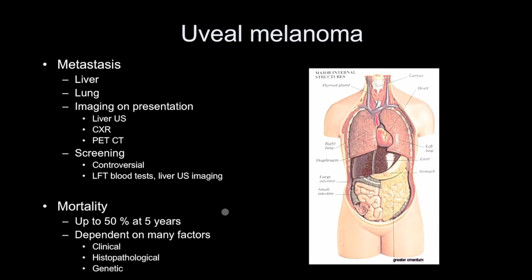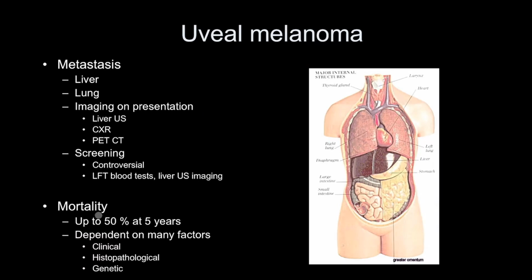Uveal melanoma can metastasize mainly to the liver, sometimes to the lung. We normally carry out some staging imaging on presentation, a liver ultrasound and a chest x-ray, but some centers will do a PET CT scan or an MRI scan. Screening after the treatment is controversial. We used to do liver function blood tests, but that has really fallen out of favor. And now liver imaging using non-ionizing radiation can be ultrasound, can be MRI, and so on. Usually the preserve of a melanoma oncologist.